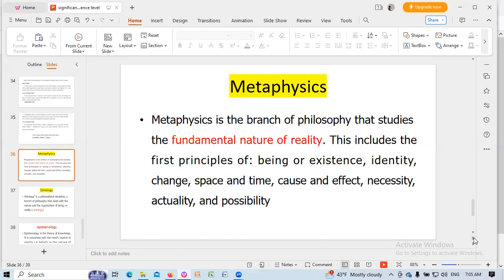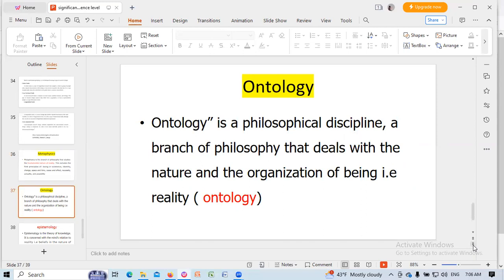Metaphysics studies the fundamental nature of reality. What are the fundamentals? Existence, identity, change, space, cause and effect, necessity, actuality. These are the metaphysics. But ontology deals with the nature and organization of being, that is reality. It is the root of knowledge.